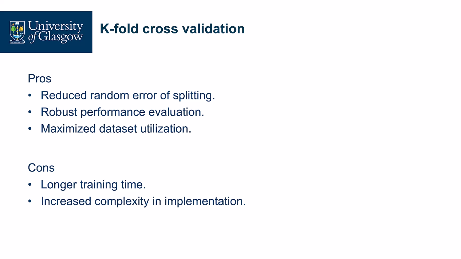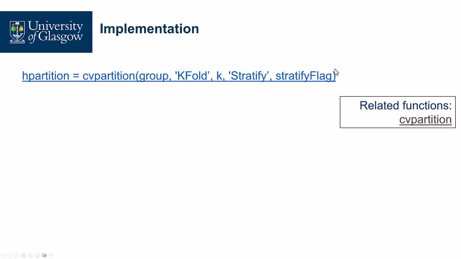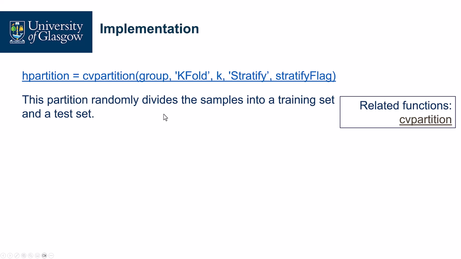So how to implement it in MATLAB? Because k-fold cross-validation is again to generate the training set and the test set, we use the same function, cvpartition. This function divides the samples into a training set and a test set. But compared with the last session, the input arguments are different. So we have group, k-fold, and stratify. Let's see what they are.